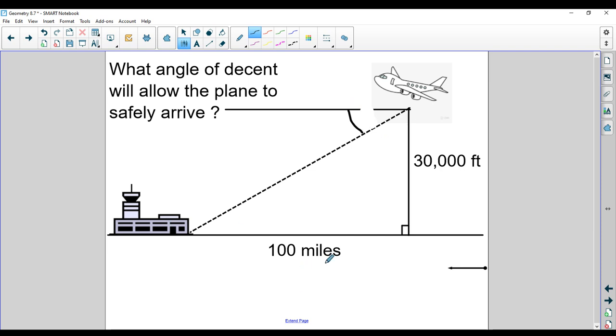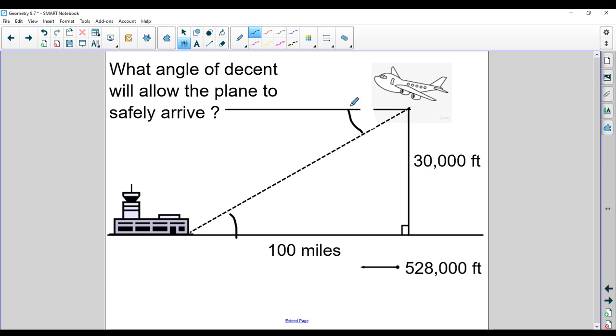So at 100 miles and 30,000 feet, the plane right now is 100 ground miles away from the airport. So the first thing we're going to look to do is, obviously we have two different units. We're going to figure out that there are 5,280 feet in 1 mile. Therefore, 528,000 feet are going to be traveled across the ground. So now we have our two dimensions set up, and we can then use our angle of elevation as the same thing.